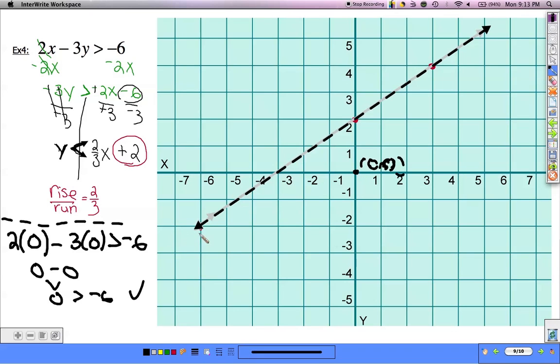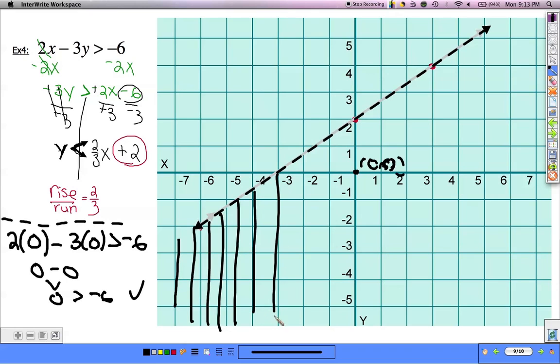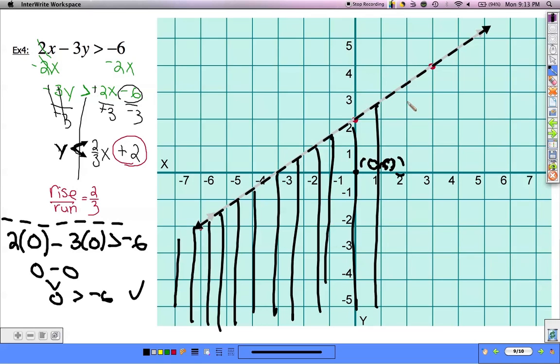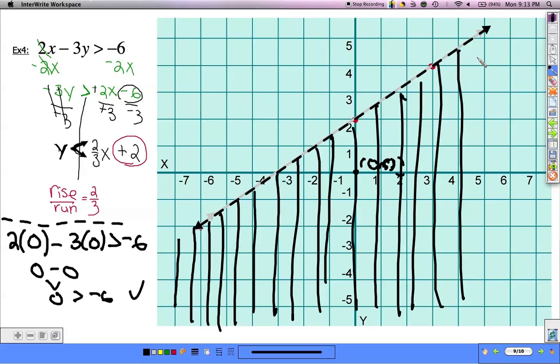So all you have to do is just draw lines shading in this side of your inequality. And that's it.